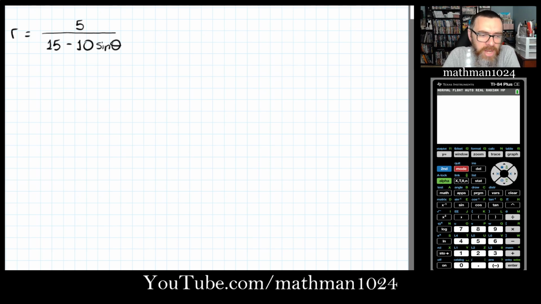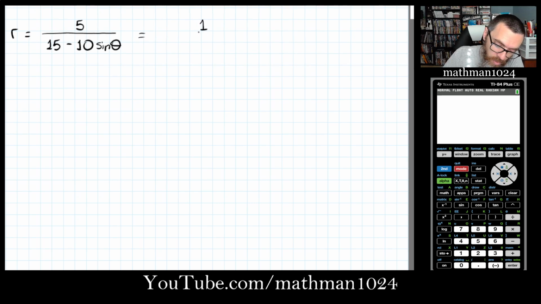All right, let's try our hand at this polar graph. r equals 5 over 15 minus 10 sine of theta. Well, I can already tell this is not going to be a fun problem. So please notice that you have a common factor for all of these terms. And let's reduce all of these by that common factor.